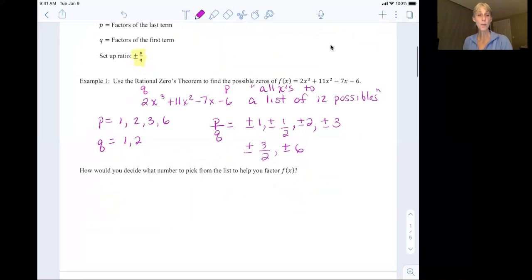Now, how would you decide what number to pick from this list? This is where it gets tricky. You'd have to plug each of these numbers in. Again, we're thinking that we don't have a calculator. Plug each one in until you get a 0, right?